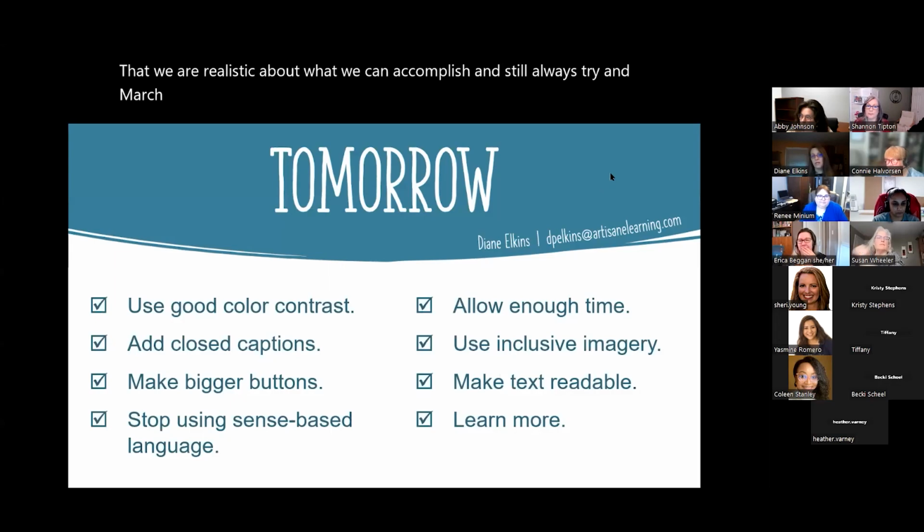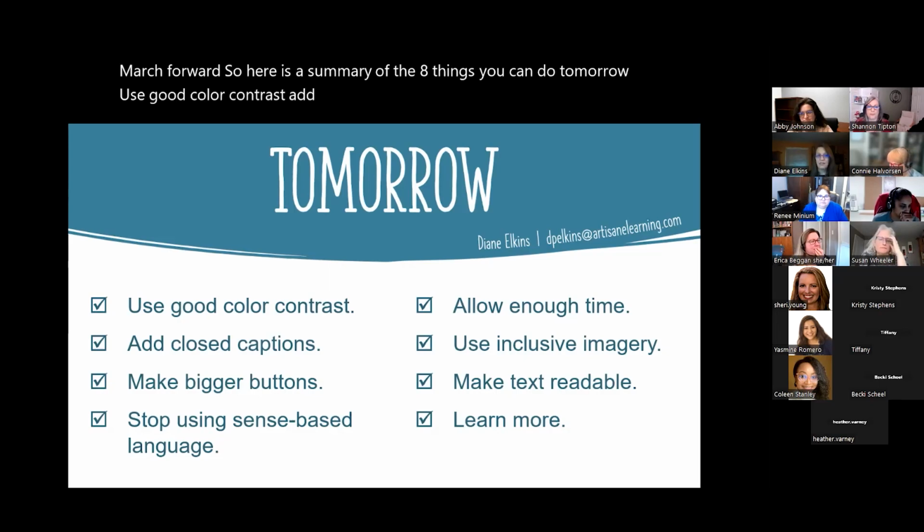So here is a summary of the 8 things you can do tomorrow. Use good color contrast, add closed captions, make bigger buttons, stop using sun-spaced language, allow enough time, use inclusive imagery, make text readable, and learn more.